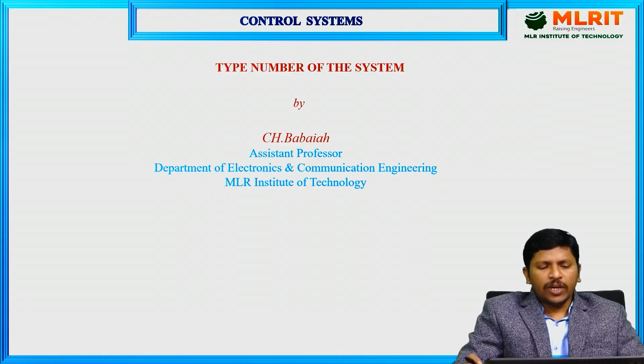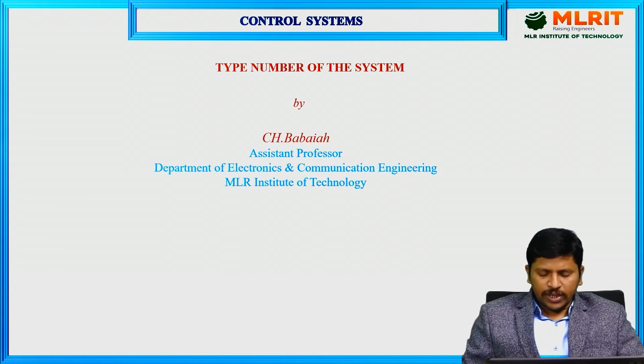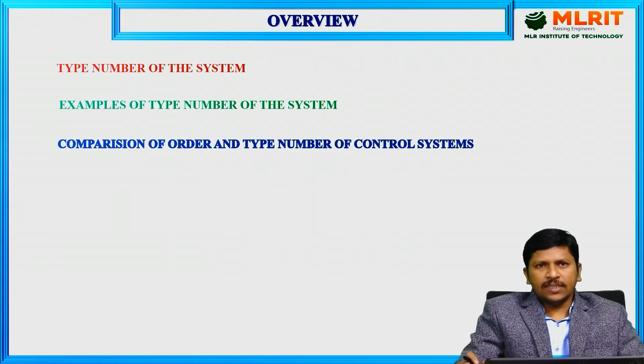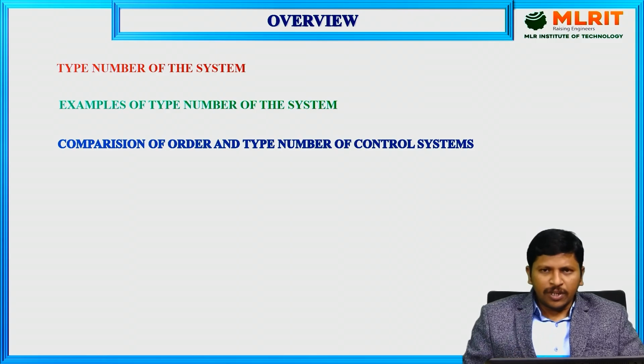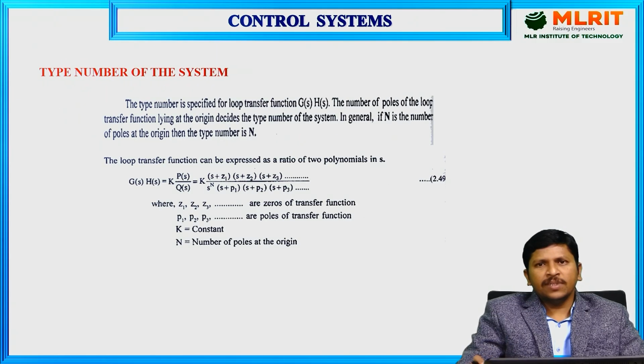Now I am going to explain the type number of the system. Here is the overview of today's session: the type number of the system, some examples of the type number of the system, and also a comparison of order and type number of any control system, and how to calculate the order and type number of the given transfer function of any control system. Now we are going to observe all these. Coming to the first one, the type number of the system.